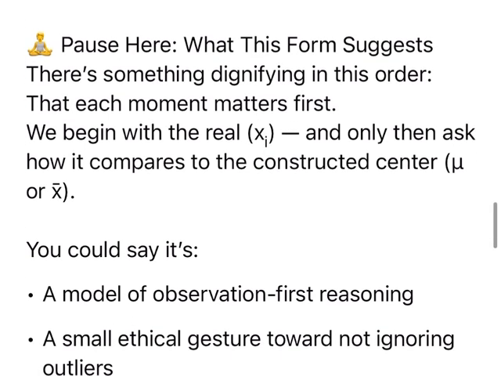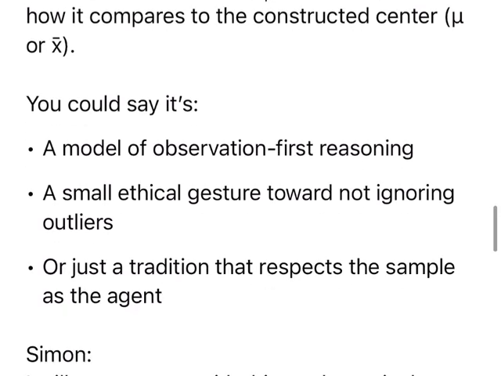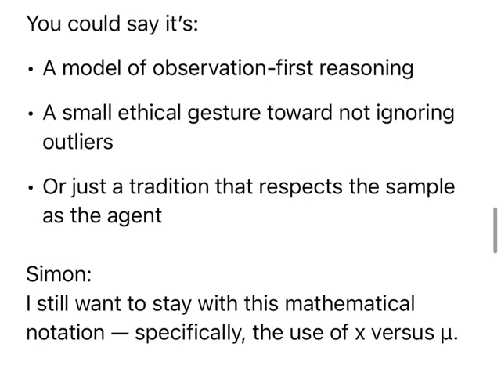Pause here. What this form suggests, there's something dignifying in this order, that each moment matters first. We begin with the real x, and only then ask how it compares to the constructed center, mu or x-bar. You could say it's a model of observation-first reasoning, a small ethical gesture toward not ignoring outliers, or just a tradition that respects the sample as the agent.